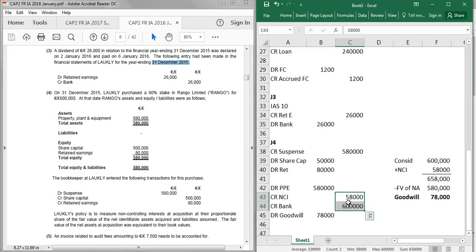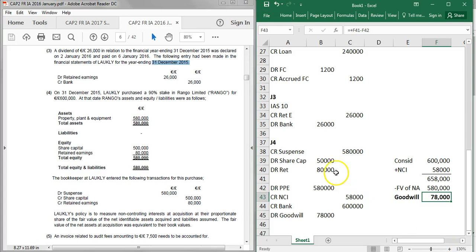So it's always useful if you get them kind of consolidation questions, do a little calculation yourself first. And then you'll know, right, here are all the entries I have to make. Decide then whether it's debit or credit. I'm crediting bank for the consideration. I'm crediting NCI for its balance. I'm debiting the assets, 580 that I'm bringing in, and I'm debiting goodwill, 78. That's how the thing balances up.